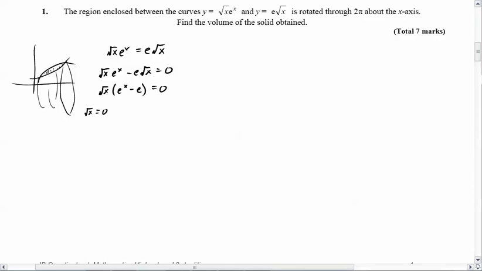Square root of x equals 0, square both sides, and you get x equals 0. So there's one intersect, and then I've got e to the x minus e equals 0. You can solve that any number of ways. One way would be to add the e to both sides, so e to the x equals e, and of course that's e to the first, which means that x equals 1. So I've got my two intersections for those two lines.